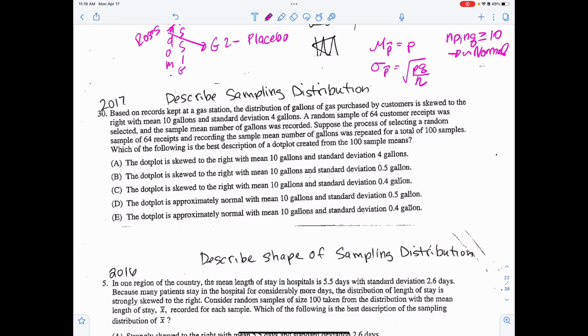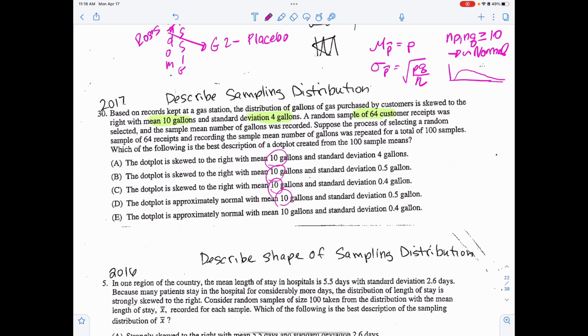All right, so those are the different things that we need to look for. And it doesn't matter what the shape of the population is. If the population is skewed to the right, the sampling distribution is going to be normal if my normal conditions have been met. All right, so I'm going to look here, and the first thing I'm looking at says that I have a mean of 10 and a standard deviation of 4. Now it says a random sample of 64, so that's important. Of course, my mean is going to be 10.